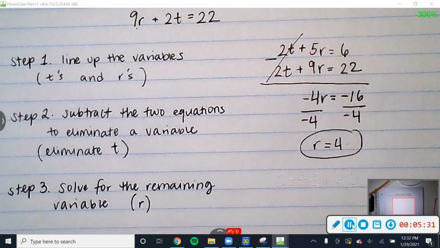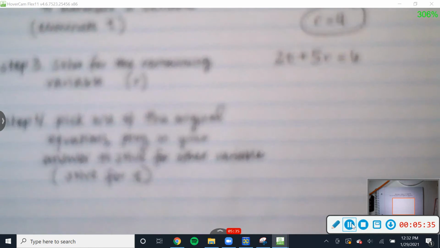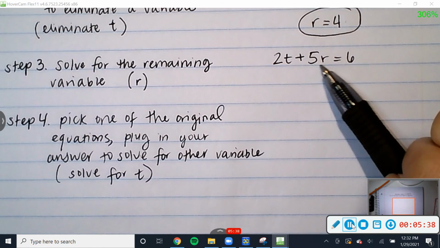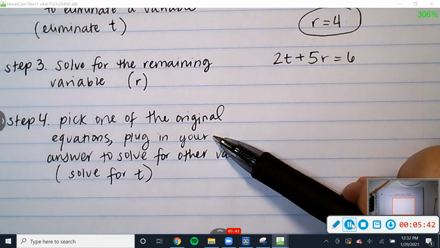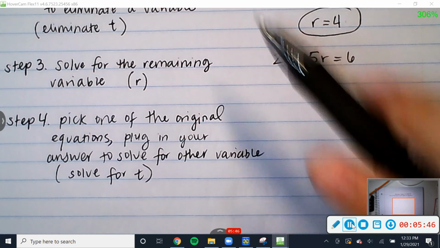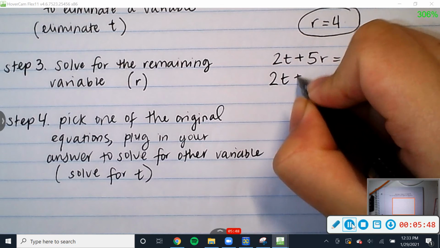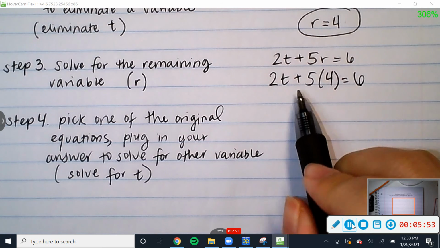So here, down below, I'm going to write out the equation that I picked. I picked the first one. So I wrote down 2t plus 5r equals 6. And then again, after we pick one of the equations, we plug in our answer to solve for t. So I said that r was 4, so I'm going to plug in 4 for r. And then now we just solve using some simple algebra.